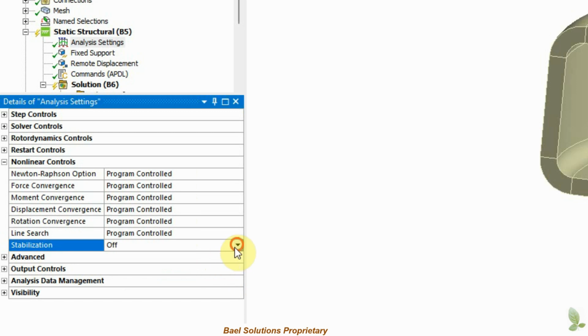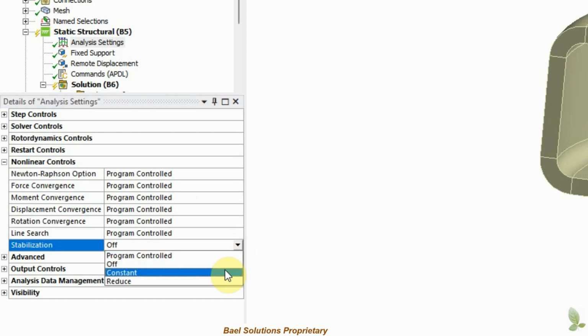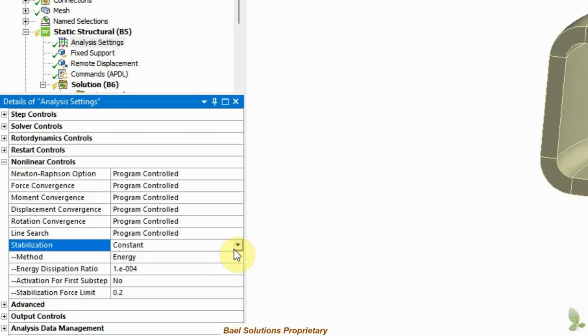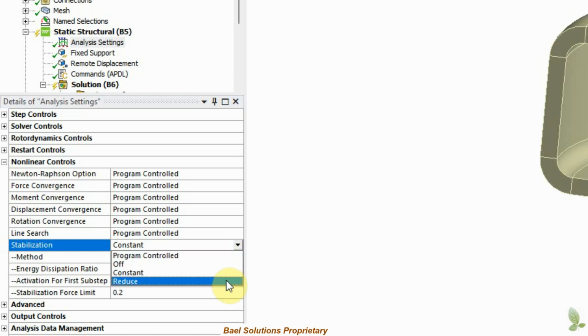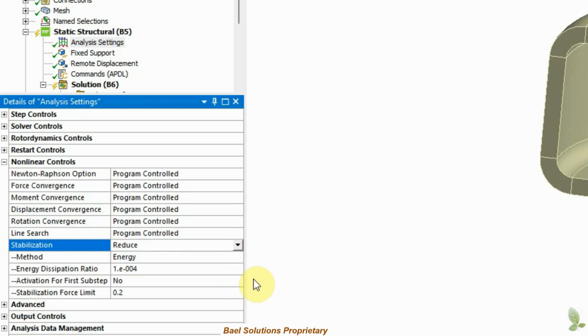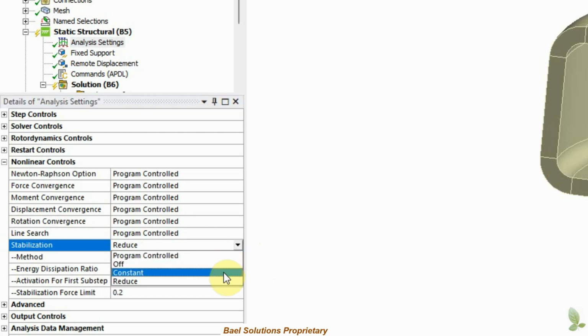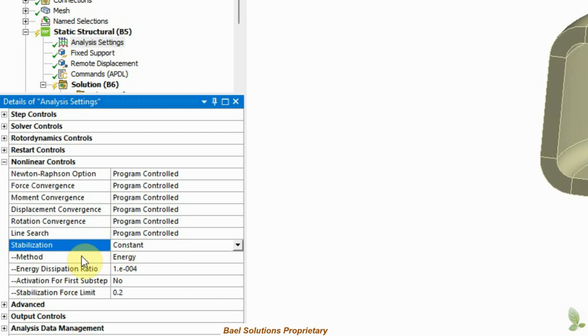If the stabilization is set to constant or reduced, additional inputs will be requested. In the constant option, stabilization energy is kept constant throughout the load step. In the reduced option, the stabilization energy is reduced as the solution progresses through the load step. If we set the stabilization to constant or reduced, 4 parameters will be requested.